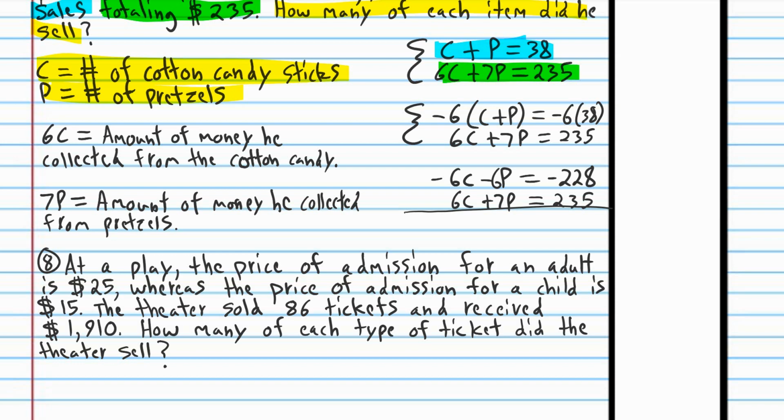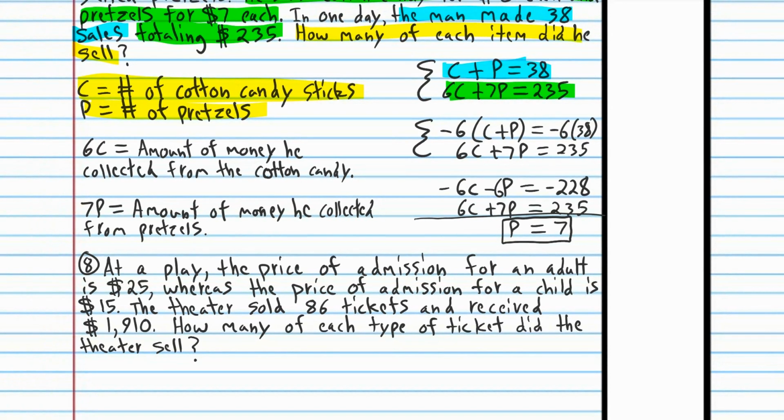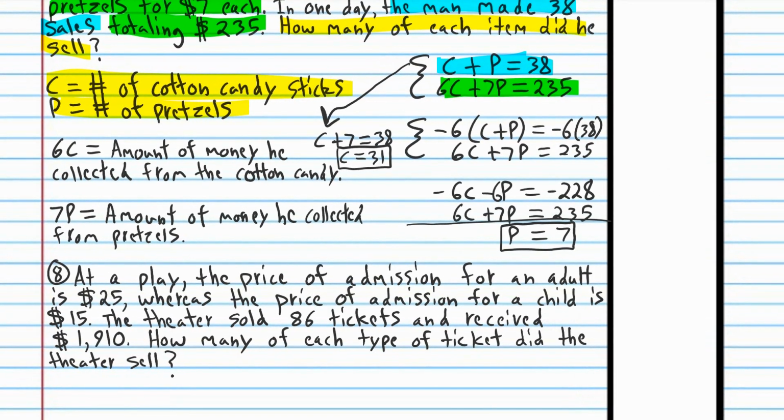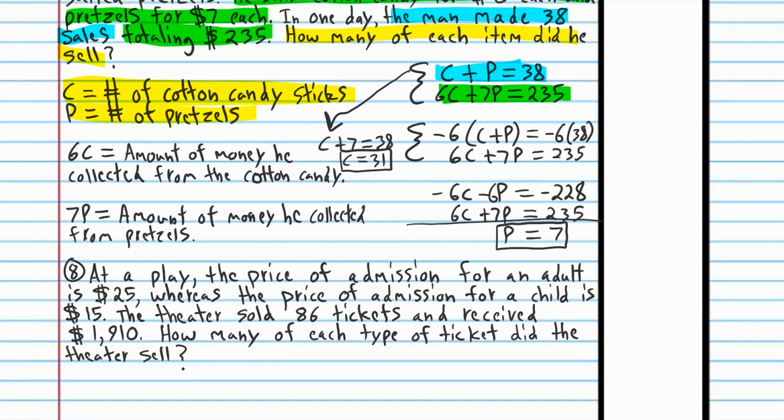So -6p plus 7p is 1p, and -228 plus 235 is 7. So it looks like he sold 7 pretzels. And if you use the blue equation, which we really don't have a lot of space for, it would be c plus 7 pretzels is equal to 38, and subtract 7 from both sides, and we get c is equal to 31. So he sold 31 cotton candies. So it looks like the cotton candy sticks were more popular than the pretzels.